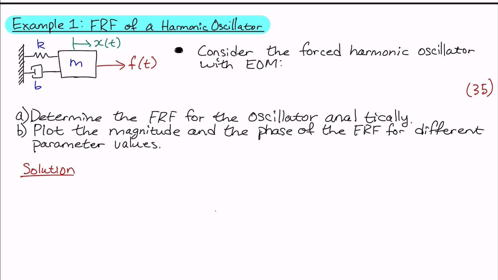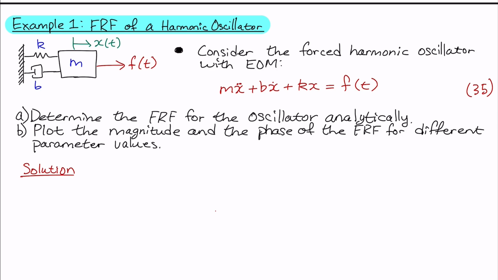So in that case, we're now going to look at an example. We're going to consider just a single degree of freedom harmonic oscillator, a simple harmonic oscillator with both linear grounding stiffness and damping, with some force f of t applied to it and displacement x of t. In this case, the equation of motion is m x double dot plus b x dot plus kx equal to f of t. And what we want to do is determine the frequency response function for the oscillator analytically.